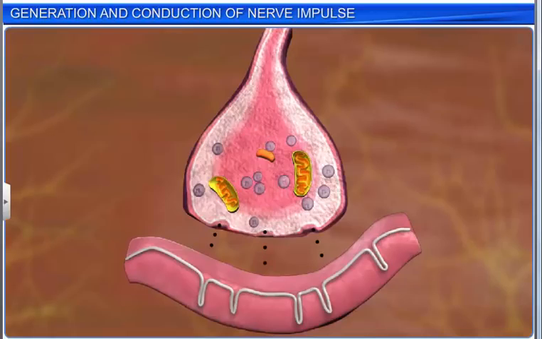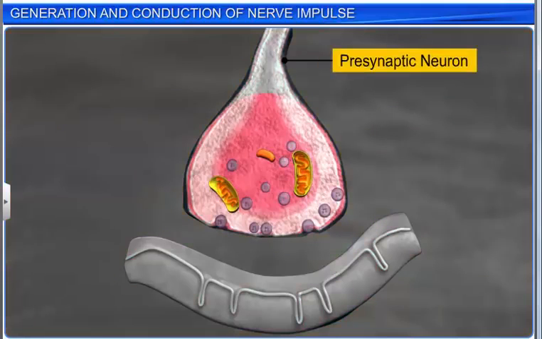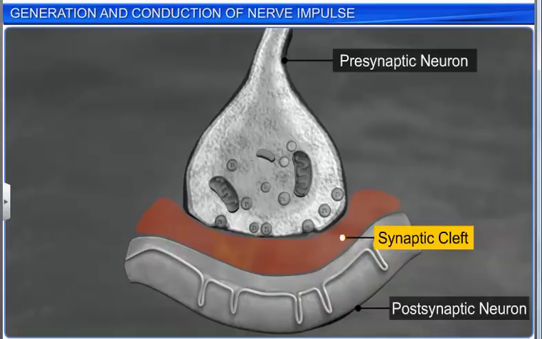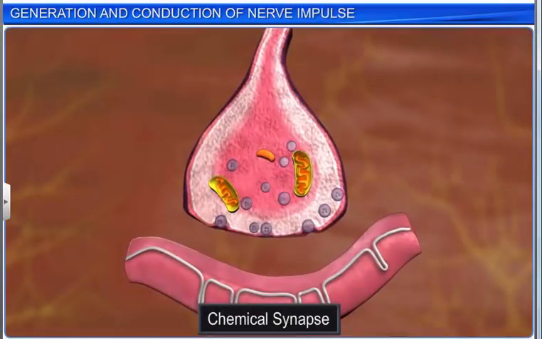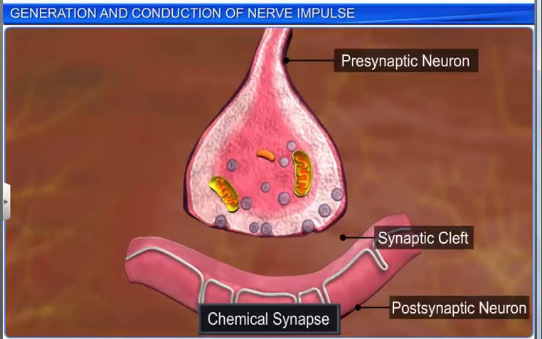A junction helps transmit the nerve impulse from one neuron to another. These junctions are called synapses. A synapse is formed by the membranes of a presynaptic neuron and a postsynaptic neuron, which may or may not be separated by a gap called the synaptic cleft. There are two types of synapses on the basis of the nature of transfer of information. These are chemical synapses and electrical synapses. Chemical synapses are common in the human system and consist of a presynaptic neuron, synaptic cleft, and a postsynaptic neuron.